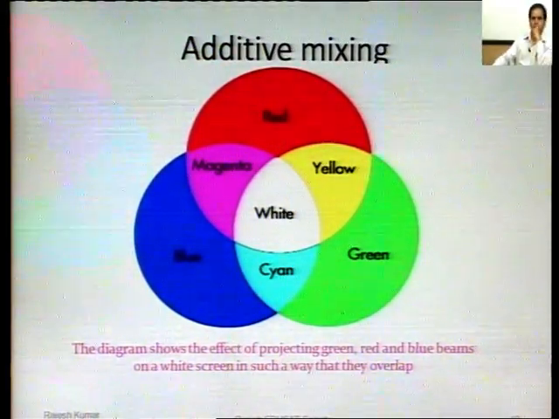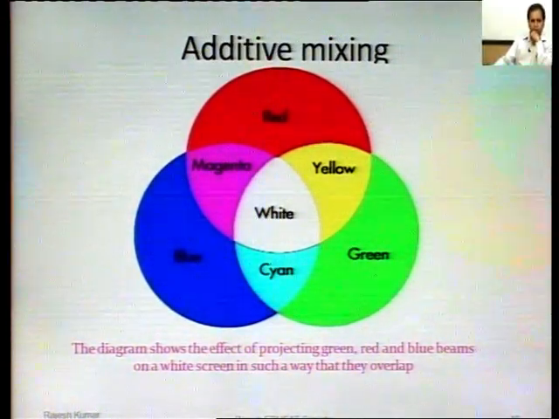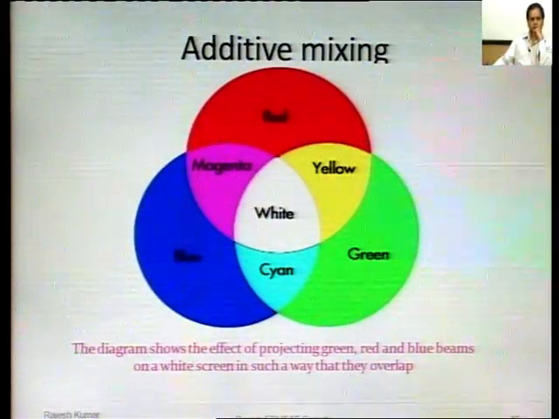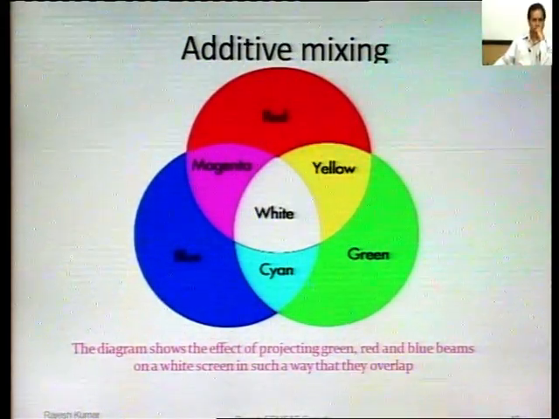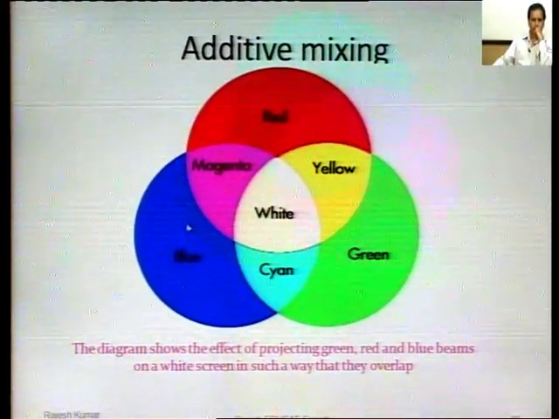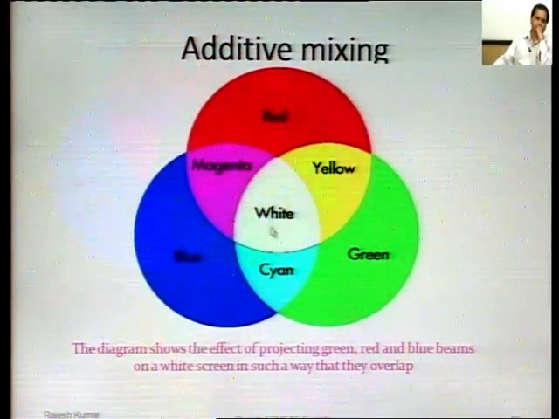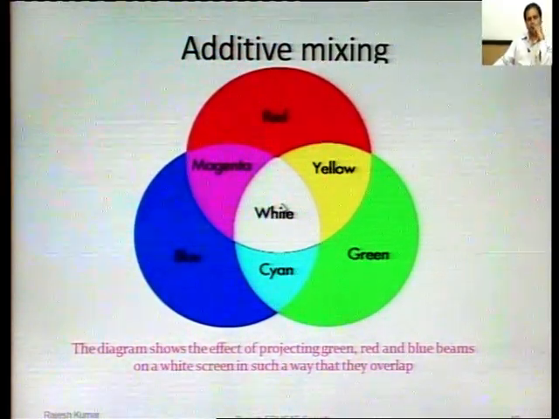This diagram shows the effect of projecting green, red and blue beams on a white screen in such a way that they overlap with each other. So, here the red and green are overlapping, here red and blue are overlapping, and here blue and green are overlapping, and in this area all three are overlapping.